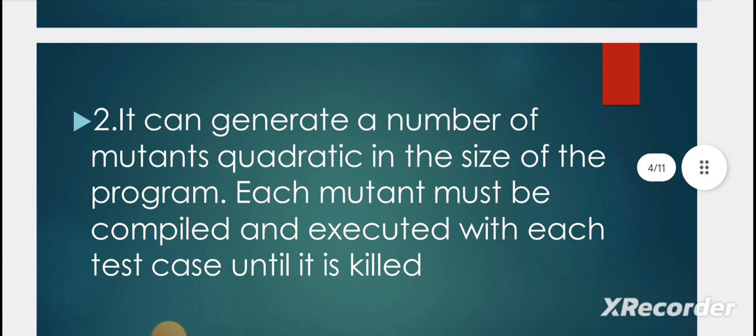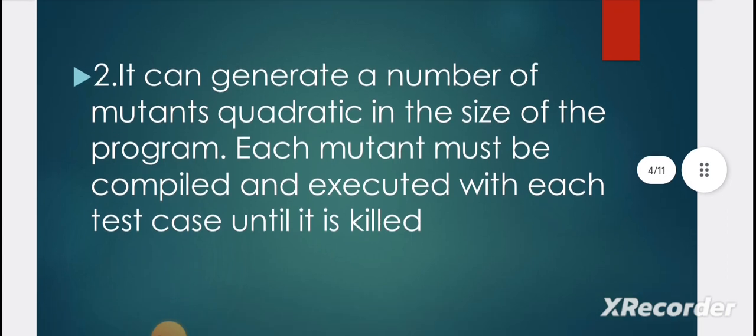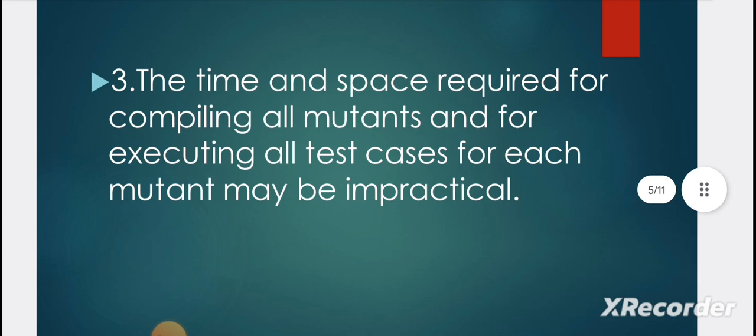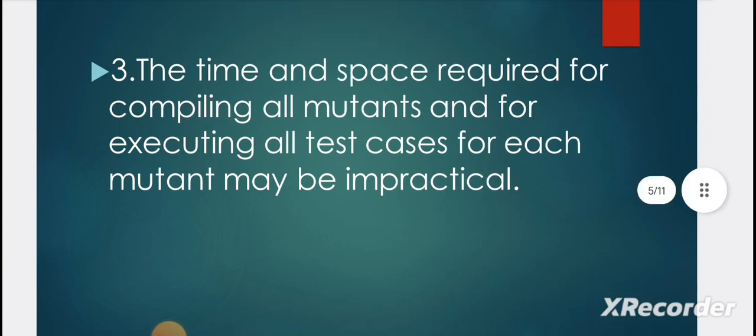Moving ahead to the second case, it can generate a number of mutants quadratic in the size of the program. Each mutant must be compiled and executed with each test case until it is killed. Moving ahead with the third case, the time and the space required for compiling all the mutants and for executing all the test cases for each mutant must be impractical.